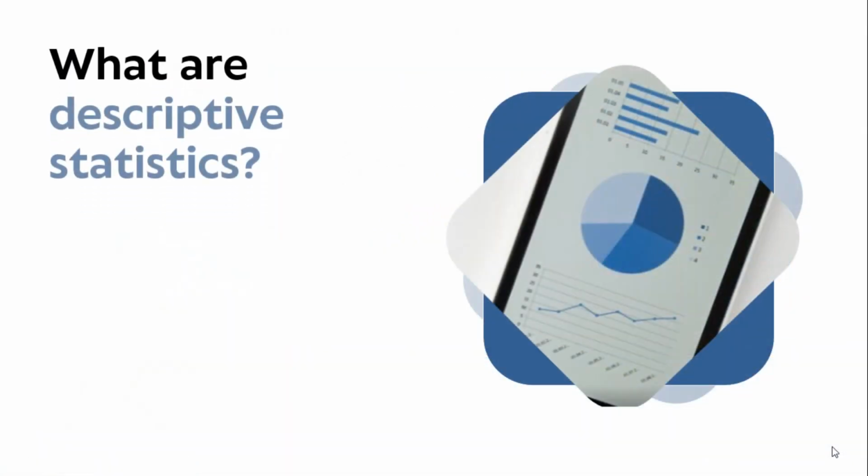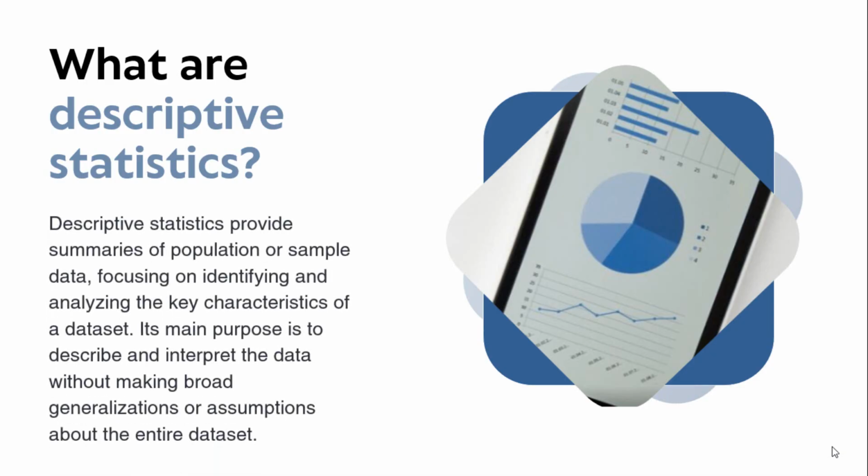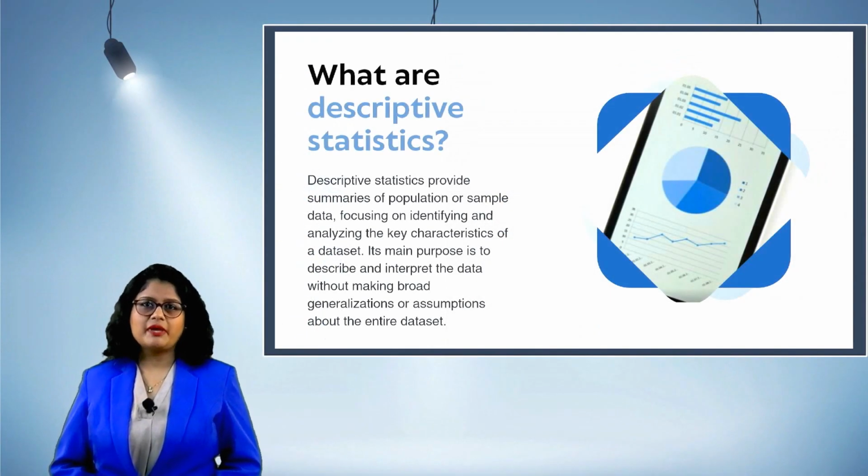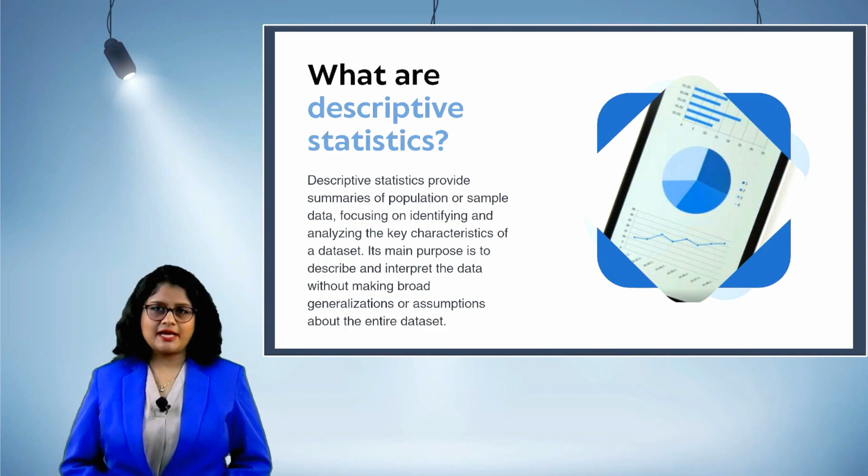Let's begin with a quick question. Descriptive statistics is all about summarizing and analyzing data to identify patterns and trends. It focuses on the main characteristics of a data set, like its central value and how spread out the data is. Importantly, descriptive statistics does not make assumptions or predictions about the entire population. It simply describes the data at hand.